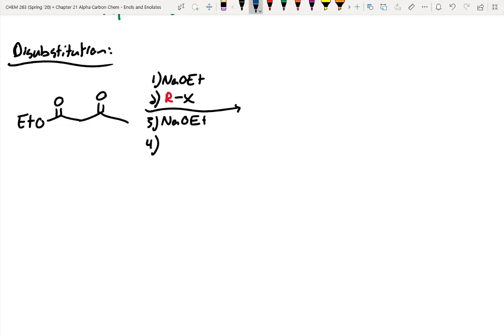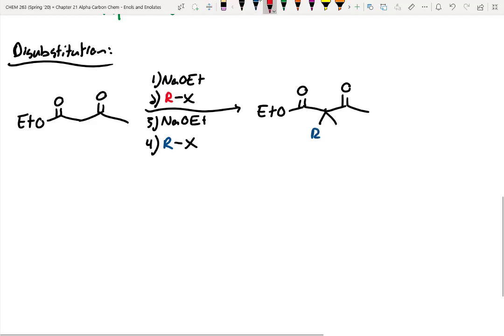And then we would treat this with our second alkyl halide. And then in our last step, or actually, let's go ahead and show this intermediate. So we get both of these R groups installed. And then in our last step, we would treat this with our dilute acid and heat.